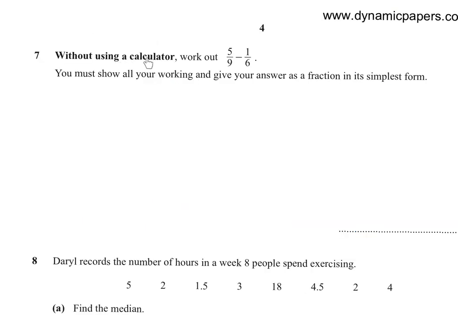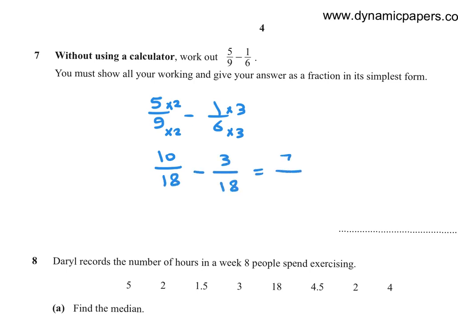Number 7, without using a calculator, work out 5 over 9 minus 1 over 6. We need the same denominator. The LCD is the smallest number which is divisible by 9 and 6, which is 18. Now you can convert 9 to 18 by multiplying by 2, and for 6, multiply by 3 and multiply 1 by 3. So you have 10 over 18 minus 3 over 18 equals 7 over 18.